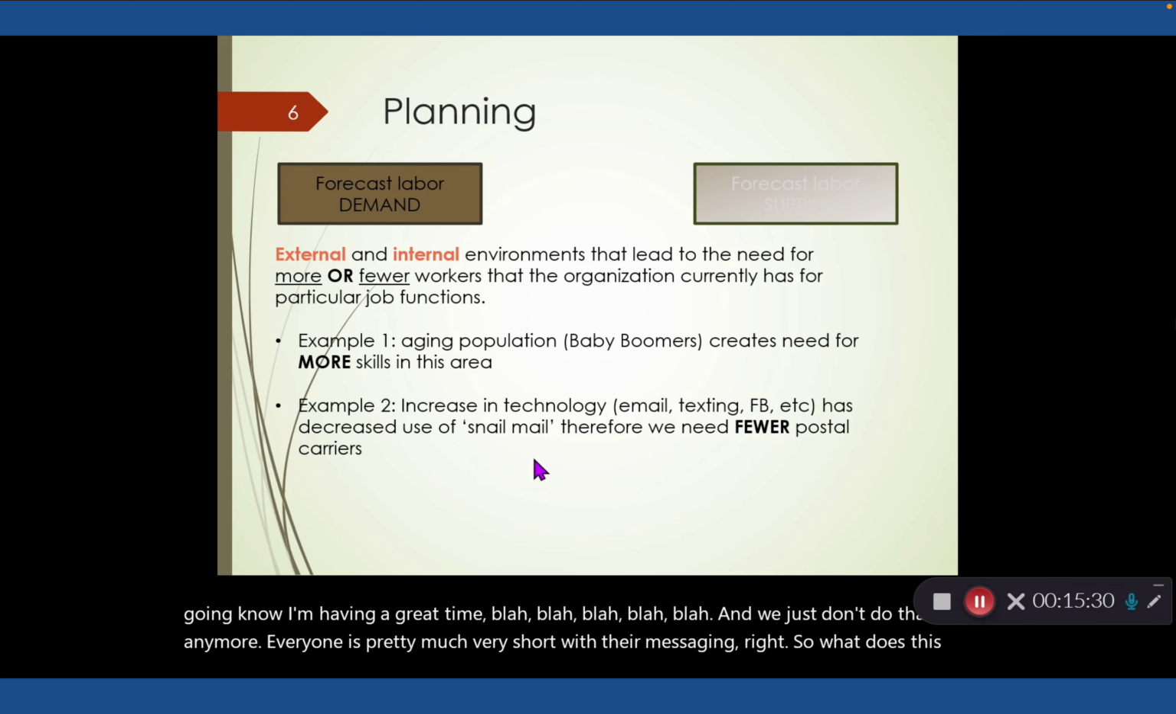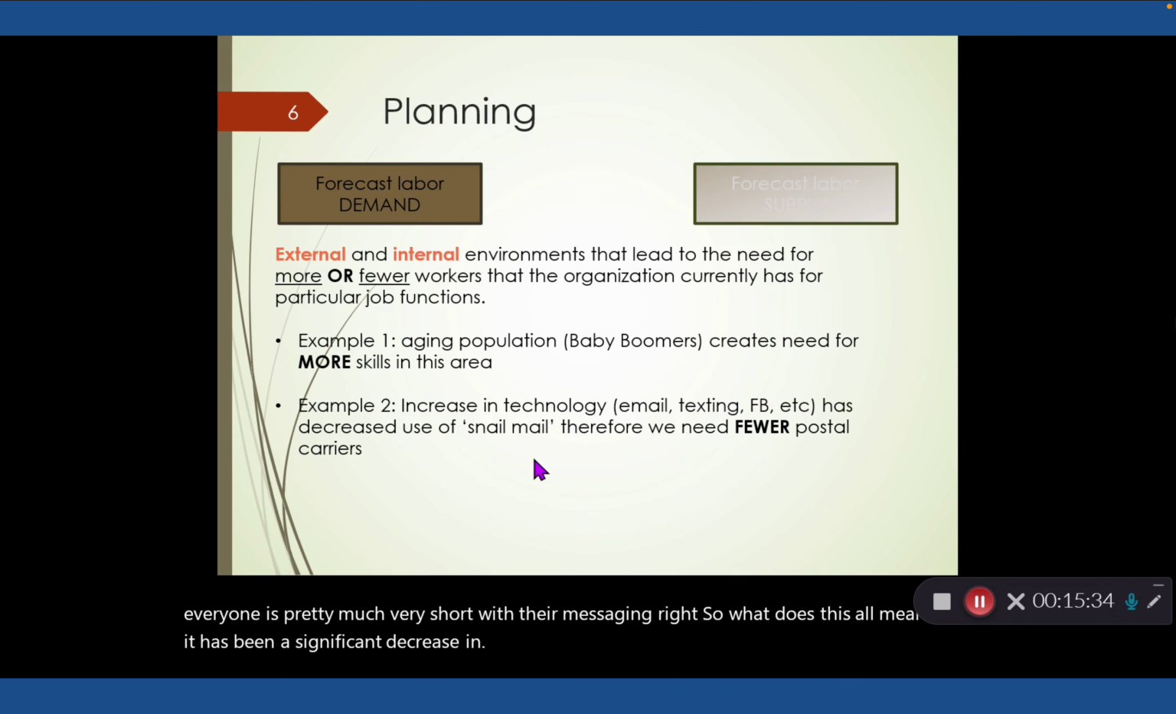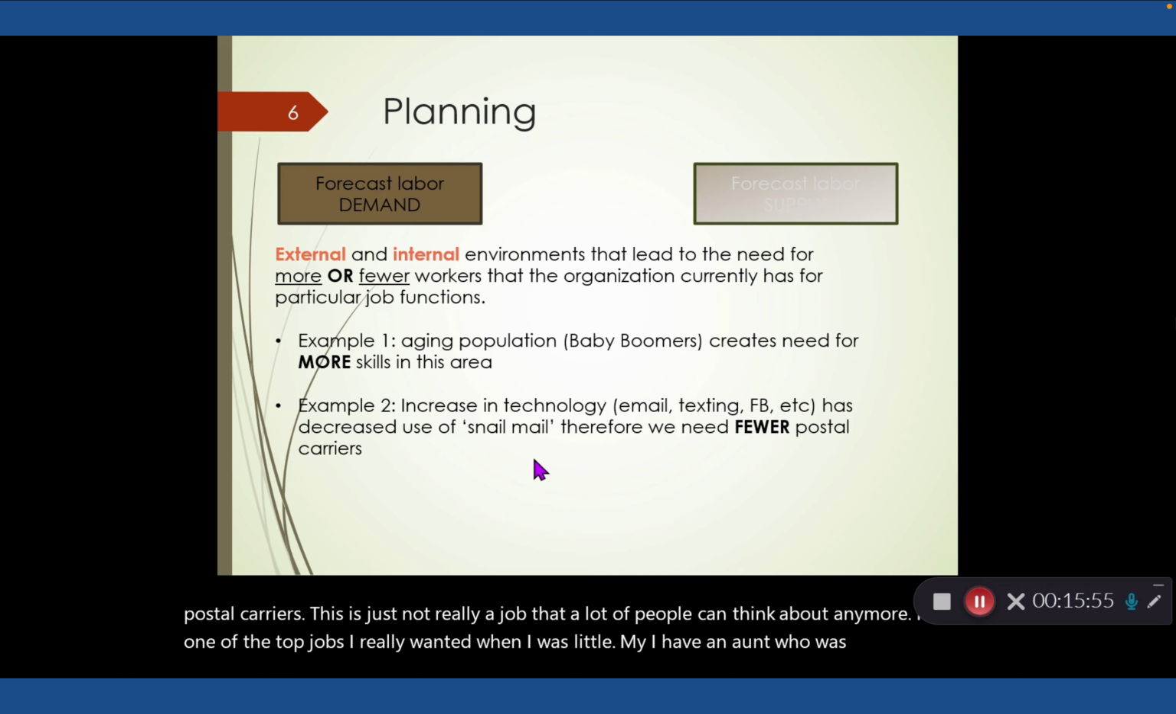So what does this all mean? It means there has been a significant decrease in snail mail, meaning old-fashioned mail. And what does that mean? We have had a lot fewer postal carriers. This is just not really a job that a lot of people can think about anymore. It was one of the top jobs I really wanted when I was little. I have an aunt who was a postal carrier, and I honestly thought that would be the coolest job in the whole wide world. But it's just not.